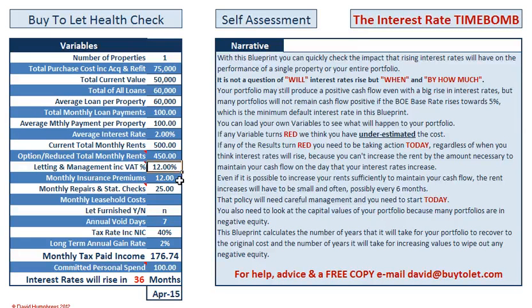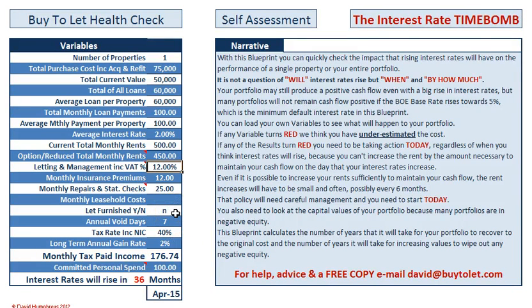Next are your monthly insurance premiums, followed by monthly repairs and statutory checks. Now, monthly repairs is reasonably easy, but if you do have statutory checks carried out for gas check or electrical safety checks, then divide the cost of the checks by 12 to produce a monthly figure. If you are owning leasehold property, enter the monthly leasehold costs in this cell.